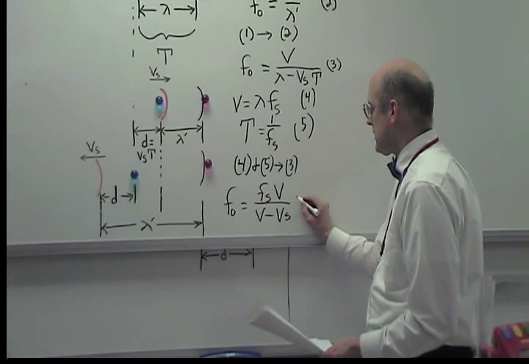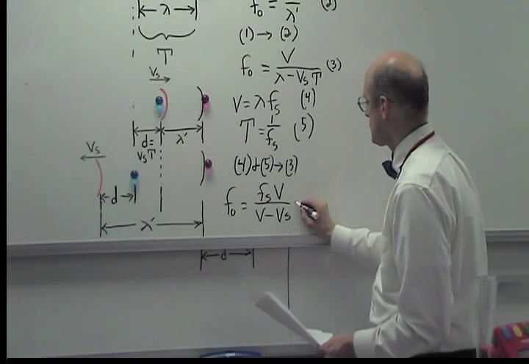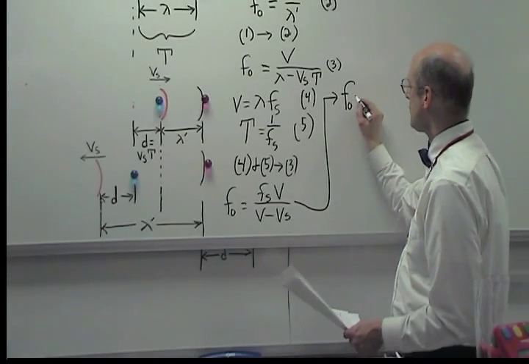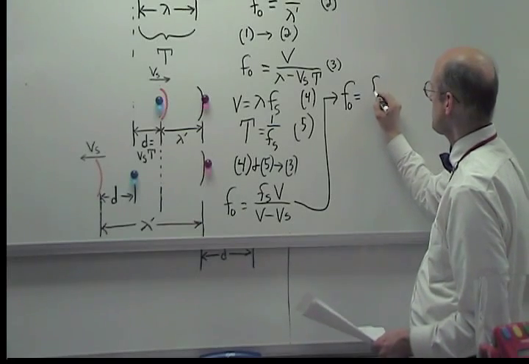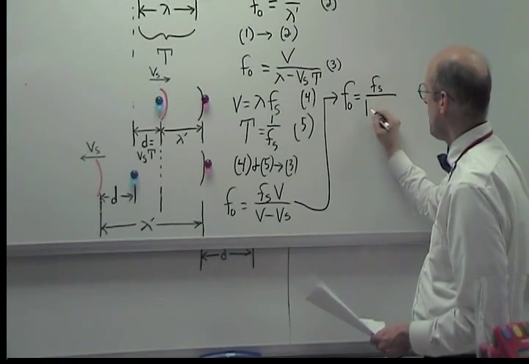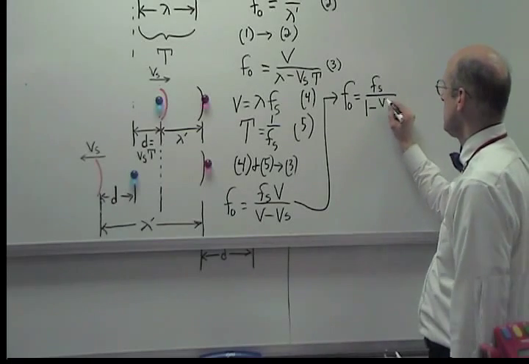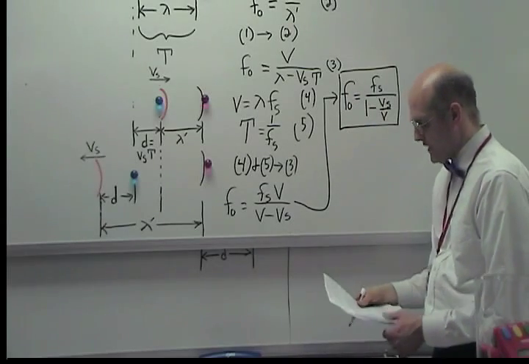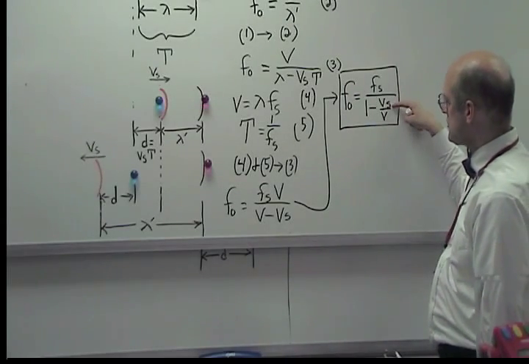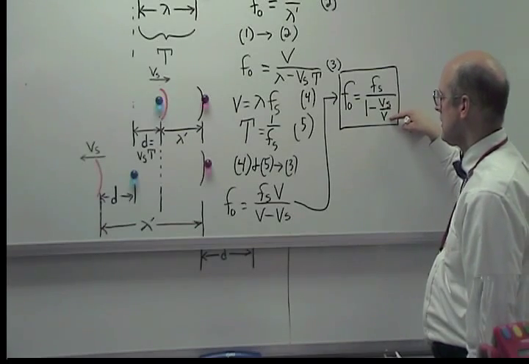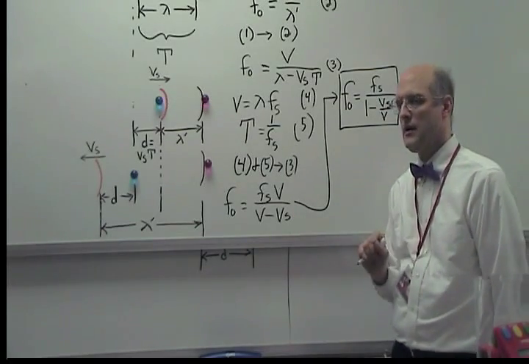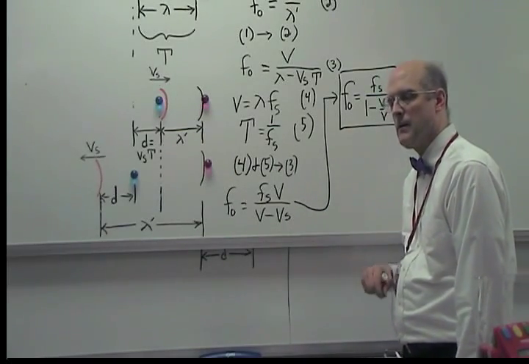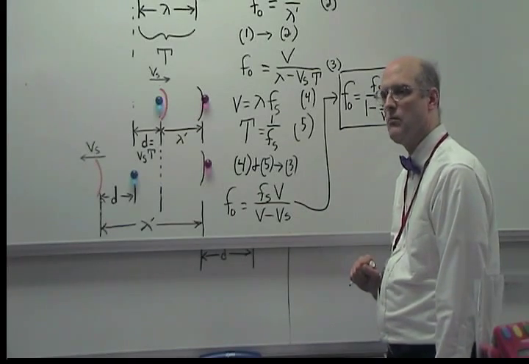Now this equation can be simplified to look as follows. The frequency observed is equal to the frequency of the source divided by 1 minus the quotient, the speed of the source over the speed of sound. You'll notice that if the source is traveling at the speed of sound, we get 0 in the denominator, which means that the observed frequency will be undefined. This is sometimes called the sonic boom.